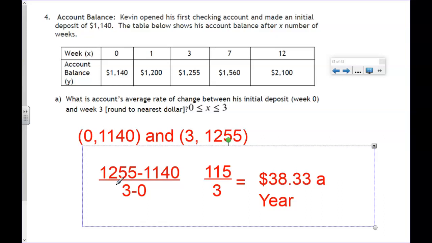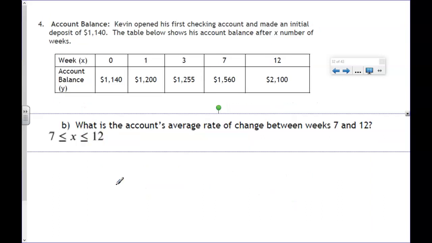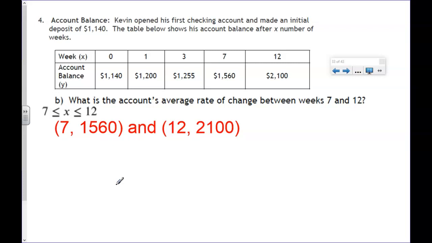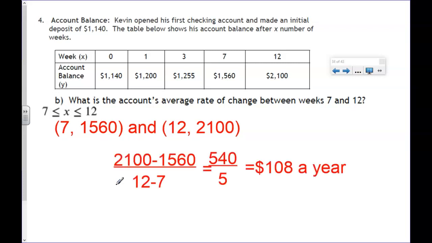And for B, we're just asked to figure out between 7 and 12. Why don't you guys pause it and see if you can figure out what it is, because we're just trying to find out between these 2 years, what is the average rate of change between those 2 years and those 2 dollar amounts. And what I got was about $108 a year. That's how much I got the increase to be.